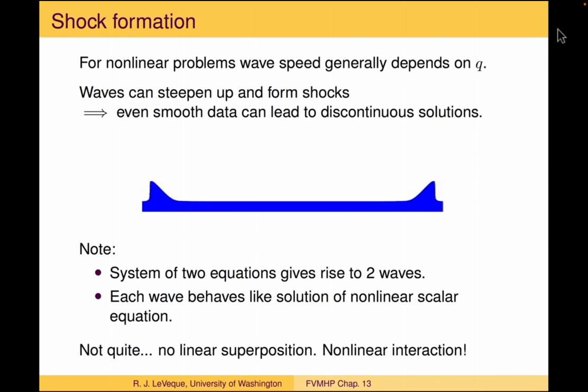And eventually we'll look at systems of nonlinear equations. But to start with, we'll look at just the simpler case of a scalar equation that would model one or the other of these sorts of waves. So each of the solutions in a more general system would behave like what we're going to see for the scalar equation, although not quite, because you don't have linear superposition of waves the same way you do for linear equations. So it all gets much more complicated when we get to nonlinear systems.